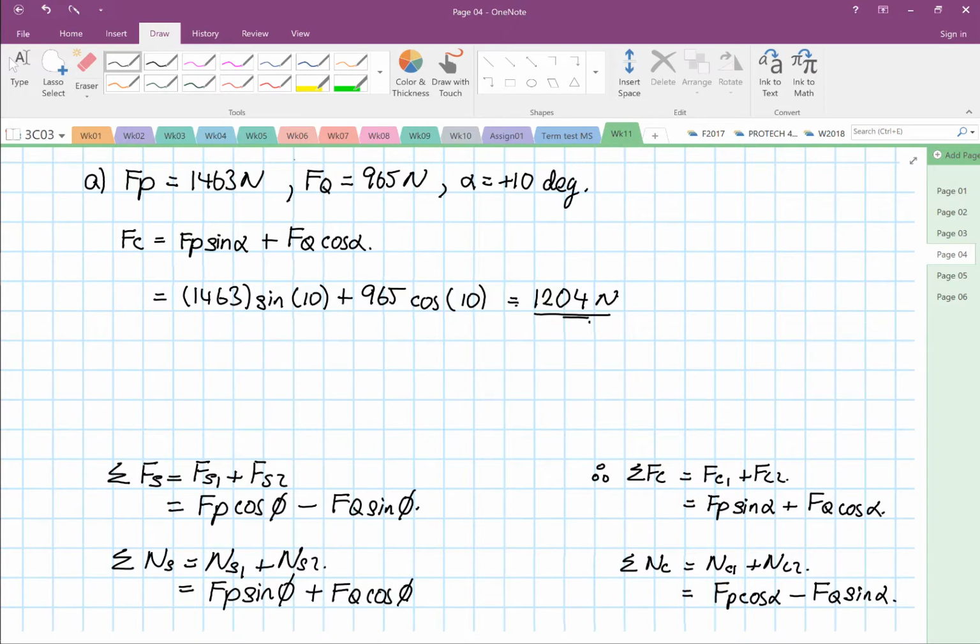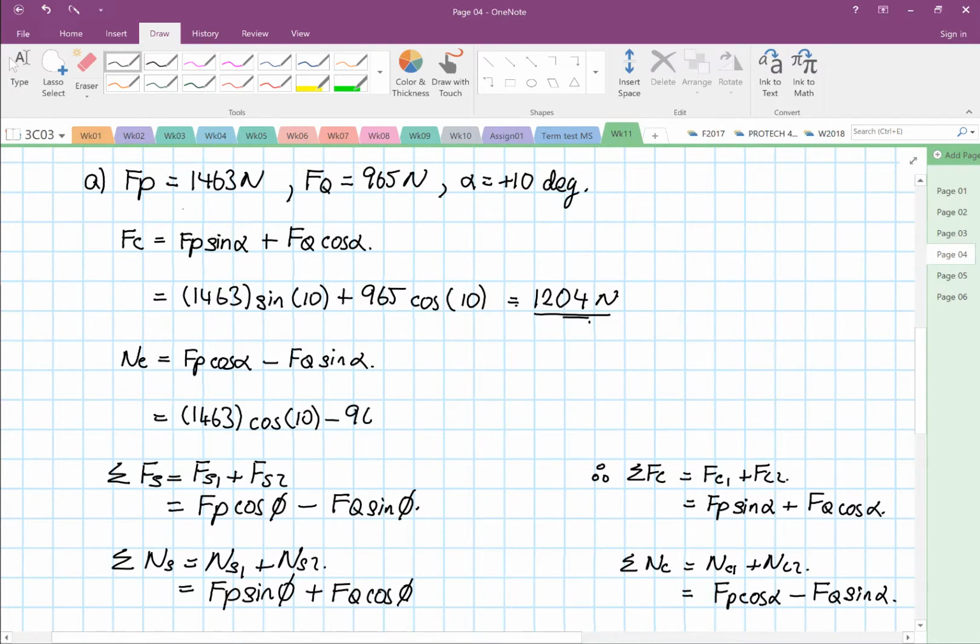Then you can calculate NC. So NC is equal to FP cos alpha minus FQ sine alpha. So FP we are given as 1463. Now it's cos 10 minus 965. Now it becomes sine of 10. So this will be equal to 1463 cos 10 minus 965 sine 10.